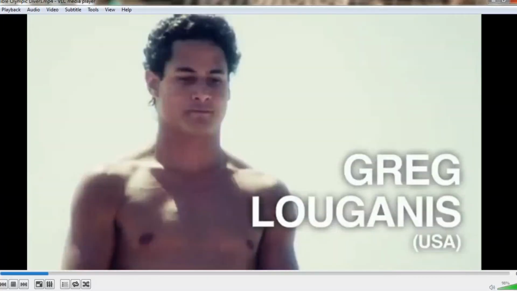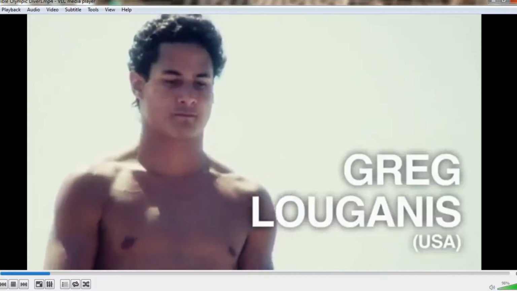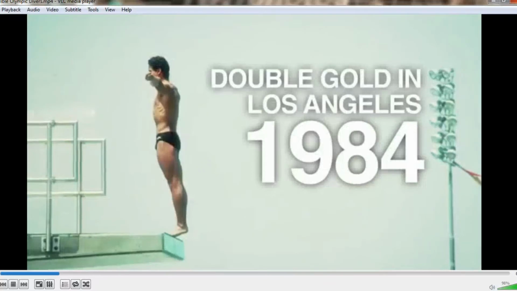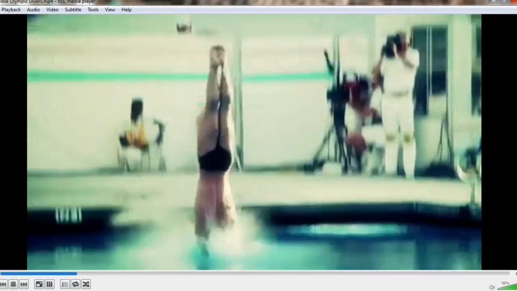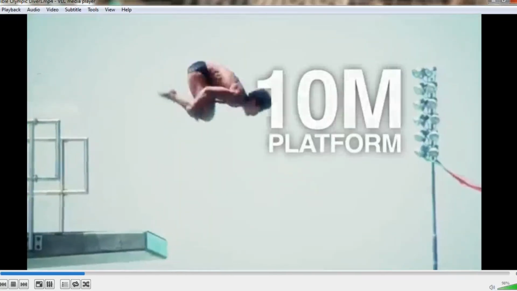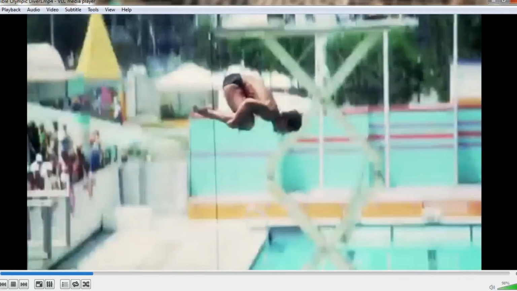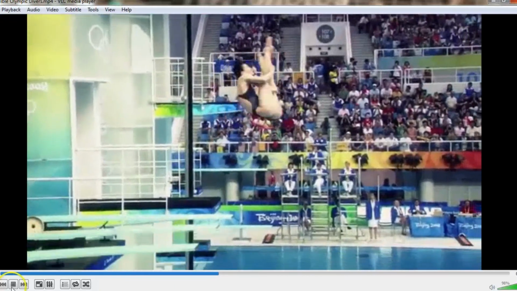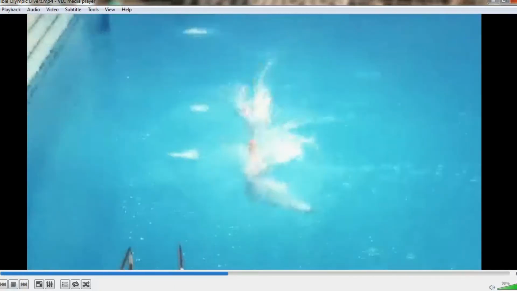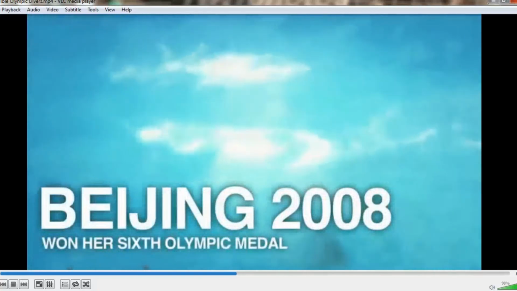Divers use the same principle to help them spin and to stop spinning when they dive. Here you'll see Greg Louganis as he jumps off the platform. He tucks his body into a ball, and as he enters the water, he untucks to stop his rotation. Here you see it again with some female divers tucking their bodies to spin and then untucking to stop spinning.